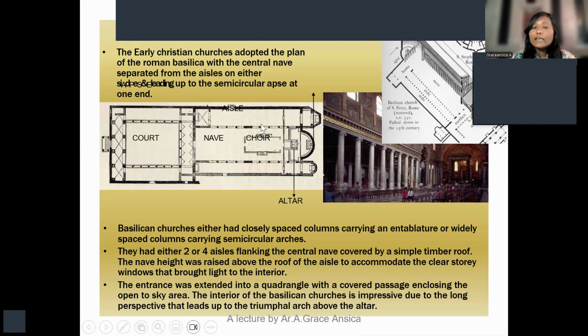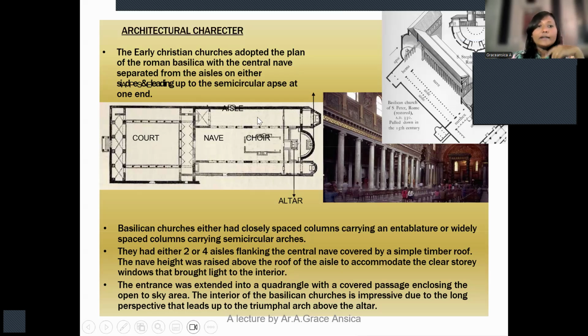When I say aisle, it is not necessary that there will be only two aisles. In a few examples you can see multiple aisles, either two or four together, with rows of columns. Usually the roof is made of timber, the height is marvelous, and you can see windows on the top areas as well.